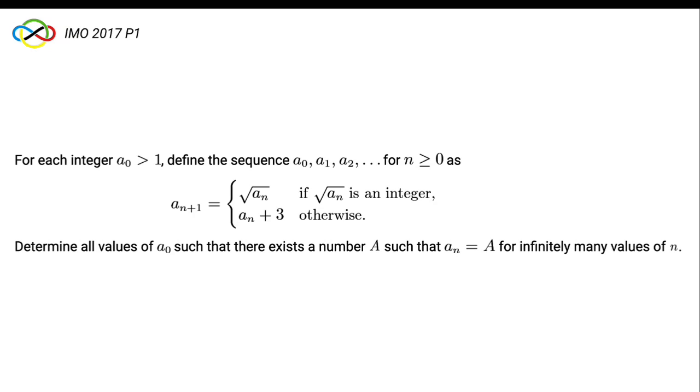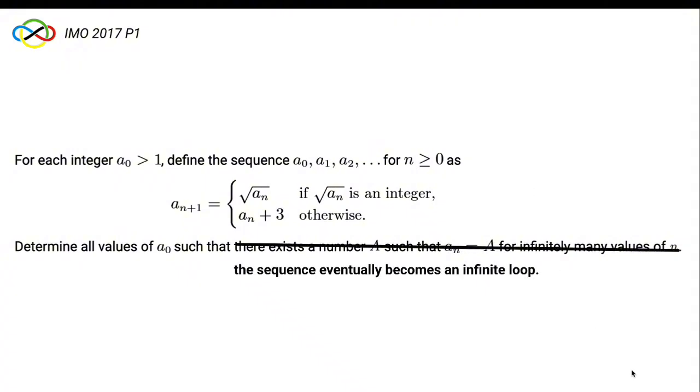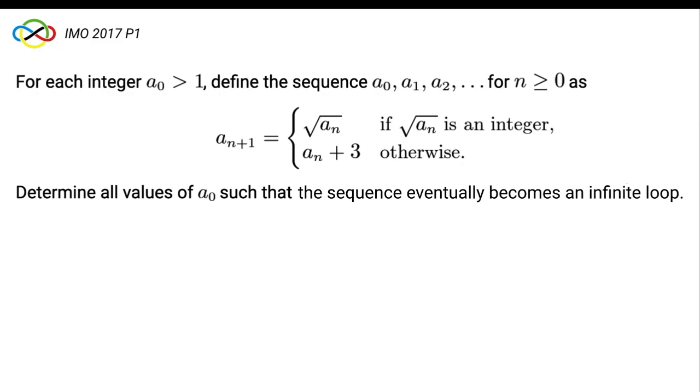So the question is asking us to determine all values of a0 such that there exists a number a, such that an equals a for infinitely many values of n. Now what this last part basically means is that we want the sequence to repeat, to enter an infinite loop. So it's essentially asking us to find all values of a0 such that the sequence eventually becomes an infinite loop. If you want to give this problem a try yourself first, you can pause the video right now.